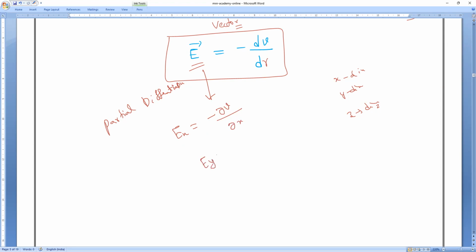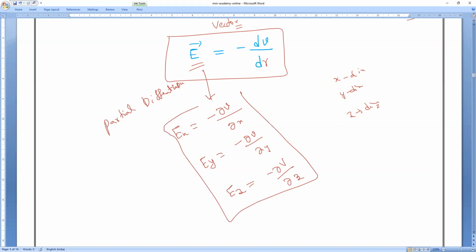In the same way, Ey is equal to minus dV divided by the partial differentiation of y. In the same way, Ez is equal to minus the partial differentiation of V divided by the partial differentiation in the z direction. So this is the partial differentiation in the x-axis, y-axis, and z-axis.